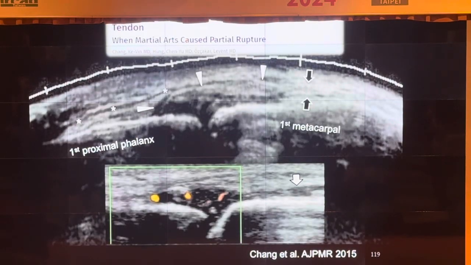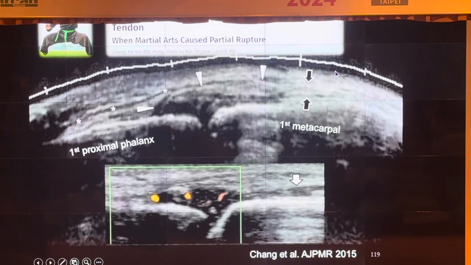So besides using ultrasound to see tendinopathy, we can also use ultrasound to evaluate whether the tendon is ruptured or not. So this case is someone who practiced martial arts. One day he found that he had difficulty extending the thumb. As you can see in the ultrasound image, the extensor pollicis brevis is partially ruptured. That's the cause why the patient cannot extend his thumb.